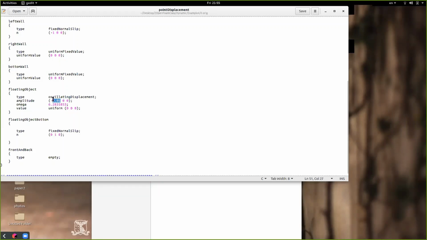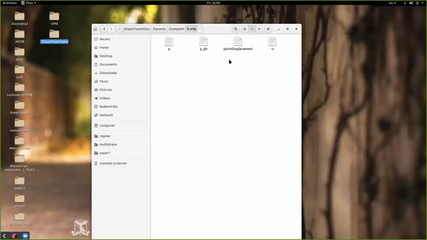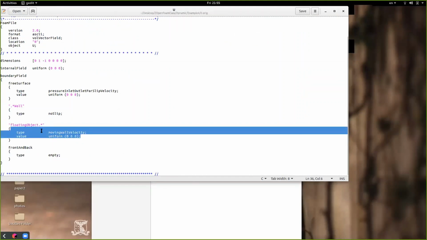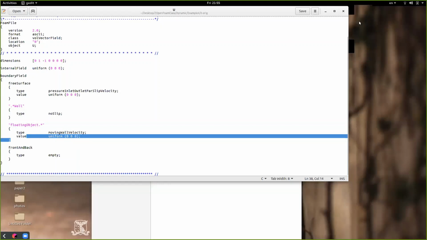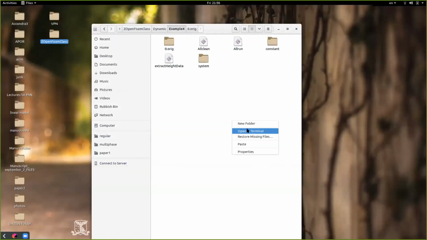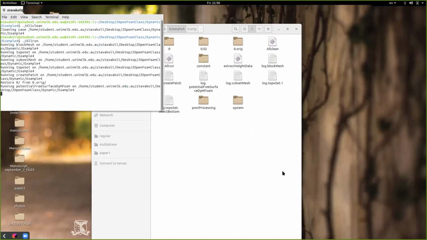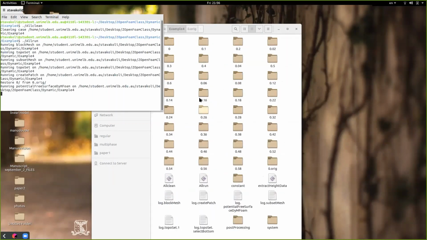So you set the amplitude for the longitudinal direction, and again you've got omega, which is the angular frequency. And you just solve the problem, and you just do it again for the case of the velocity. So for the floating object, you've got the moving wall velocity on the floating object. It's a dynamic boundary, yeah. So we just set the problem to go, and the problem goes.